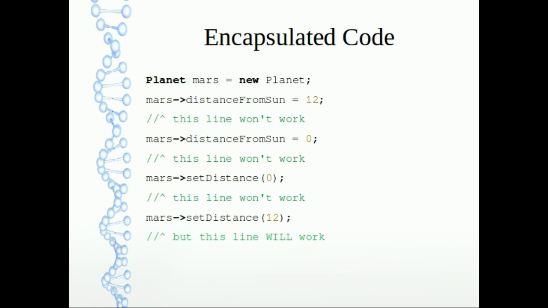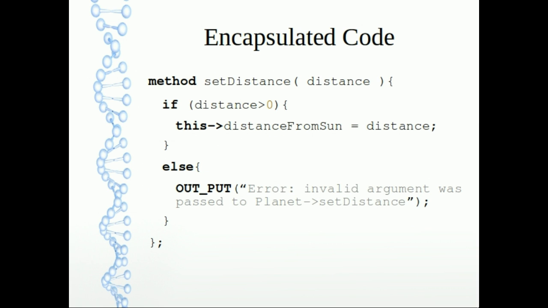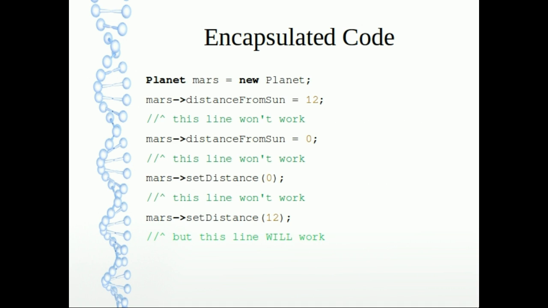The next two lines use the setDistance method we created. The setDistance method is a public method, and using it will not result in a compile error. But in this example, the argument passed to this method is 0. If we look again at the pseudocode for our setDistance method, we can see that passing the argument 0 to this method will result in an error message being displayed. The advantage of this is that the program will still compile and run, but the object is protected from the bad data, and we can handle attempts to force bad data into the object, like in this example, however we like. The final example is a successful change to the distance from the Sun property of the object.